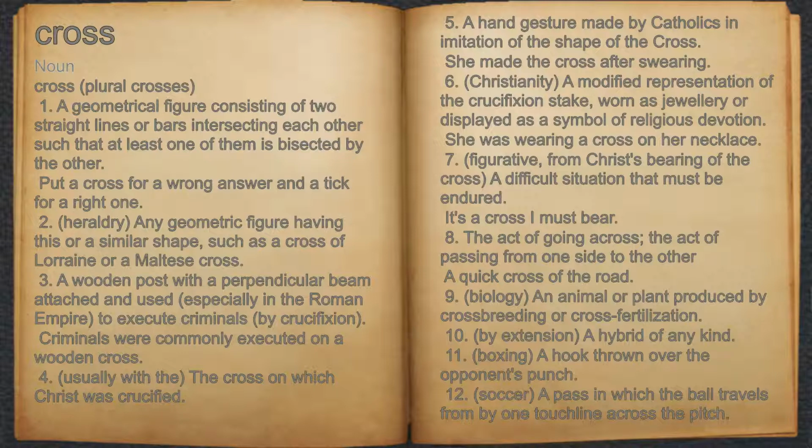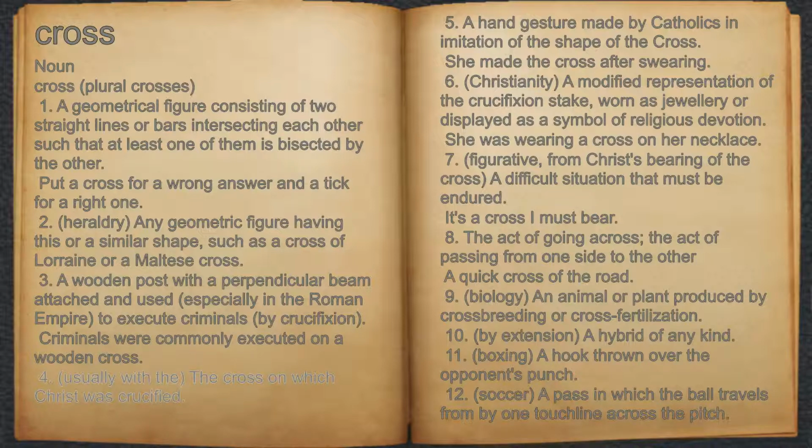Cross. Noun. 1. A geometrical figure consisting of two straight lines or bars intersecting each other such that at least one of them is bisected by the other. For example, put a cross for a wrong answer and a tick for a right one. 2. Heraldry. Any geometric figure having this or a similar shape, such as a cross of Lorraine or a Maltese cross. 3. A wooden post with a perpendicular beam attached and used, especially in the Roman Empire, to execute criminals by crucifixion. For example, criminals were commonly executed on a wooden cross.